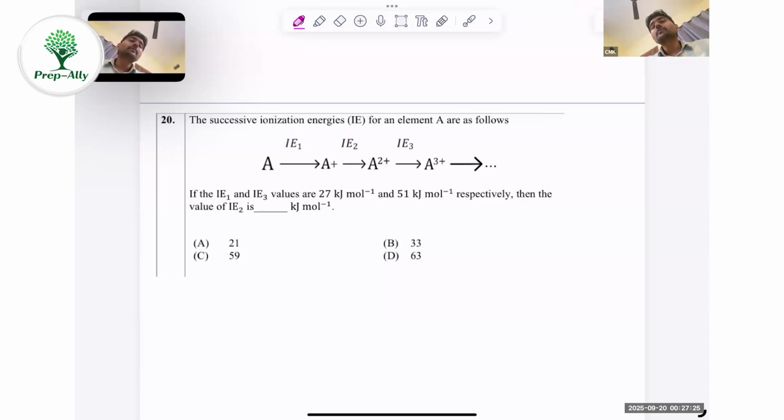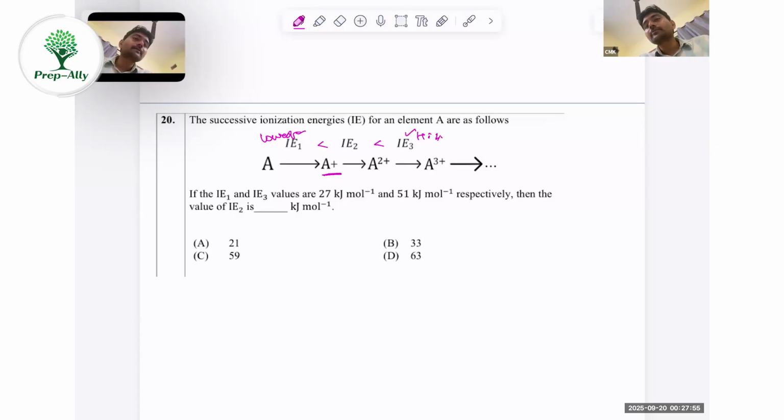Remember, whenever you are removing an electron, effective nuclear charge is increasing because of fewer electrons and more protons. Protons attract the outside electrons very strongly, so now the removal of the next electron will be very difficult. So IE3 is greater than IE2, and IE2 is greater than IE1, or IE1 is less than IE2 is less than IE3. Now this value should be highest, this value should be lowest.